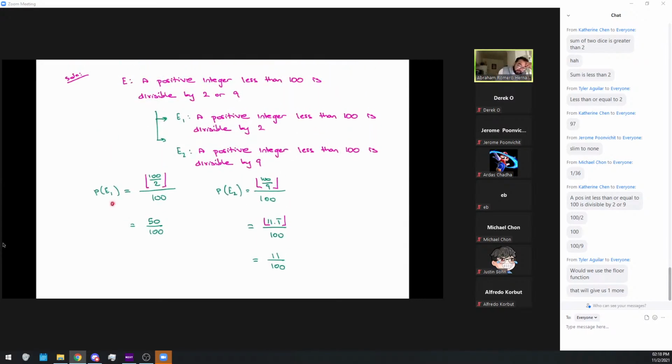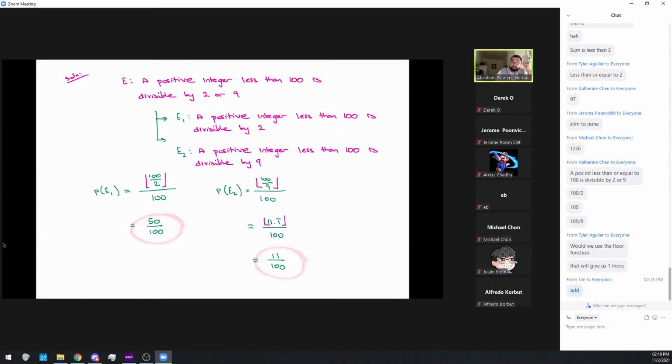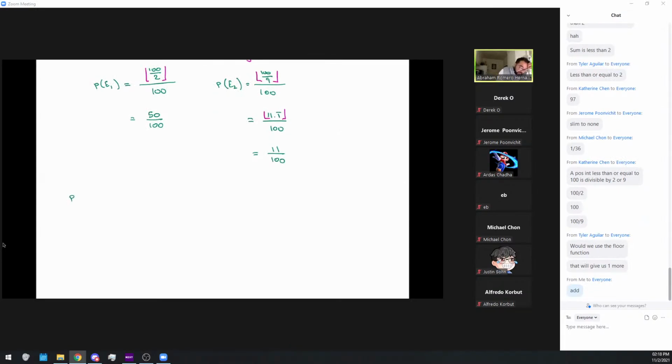So these are my two events. And because it's OR, what am I most likely going to do with these numbers? Add, exactly. So the probability of E is actually the probability of the union of these two events, which is the same thing as saying the probability of E sub 1 plus the probability of E sub 2. Now that's going to be 50 over 100 plus 11 over 100.